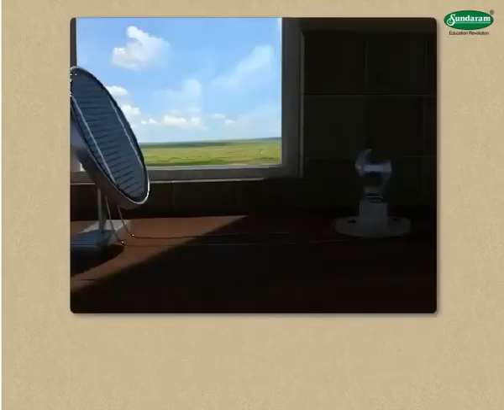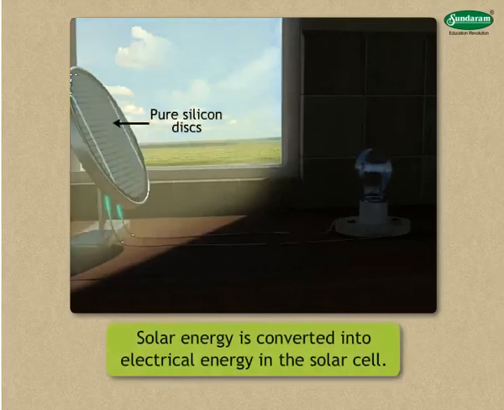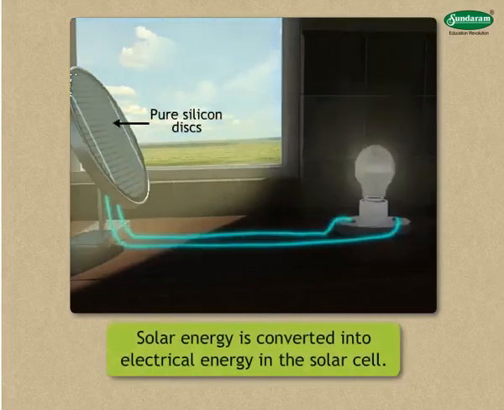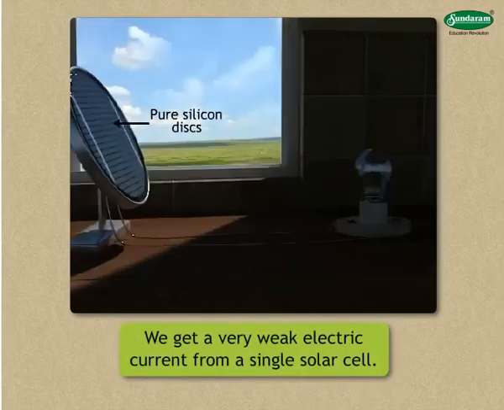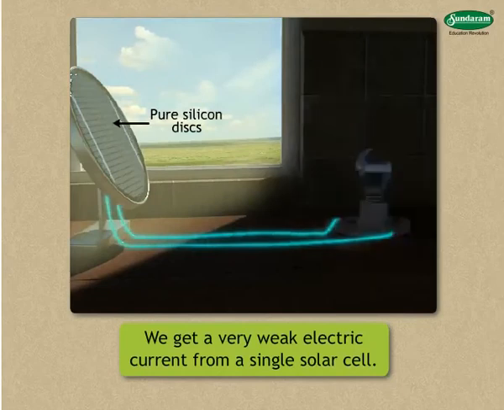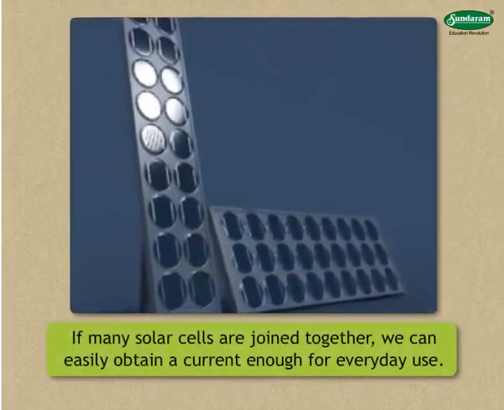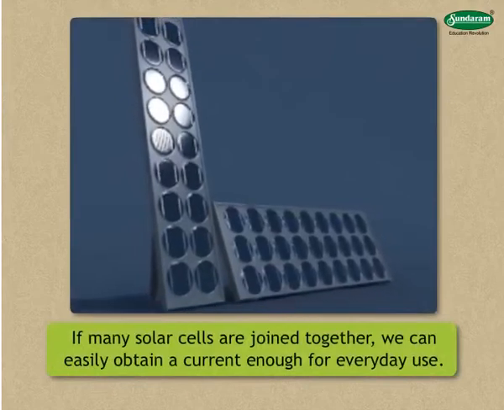For this purpose, solar cells have to be prepared. A solar cell is made using thin discs of pure silicon. Solar energy is converted into electrical energy in the solar cell. We get a very weak electric current from a single solar cell. However, if many solar cells are joined together, we can easily obtain a current enough for everyday use.